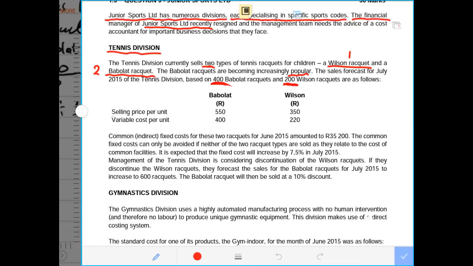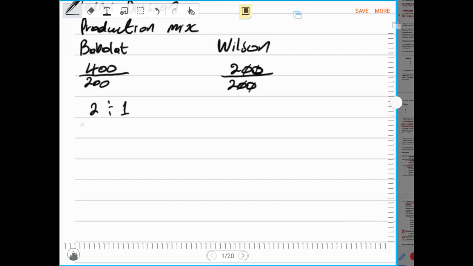We are then provided with the selling price per unit, and the selling price per unit is 550 and 350 for Wilson. And we have our variable cost per unit already given to us. And if they've given us our variable cost, it makes things easy, because selling price per unit minus variable cost per unit will give us contribution per unit. So immediately from here, assuming that there's no other variable cost, I can calculate my contribution per unit. So now let me calculate my contribution per unit.